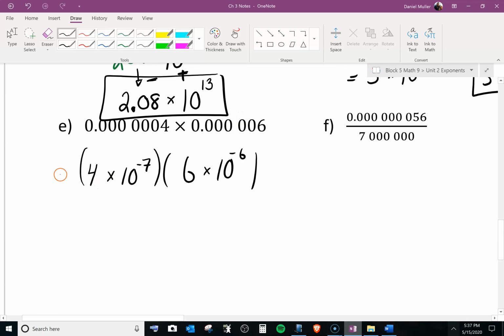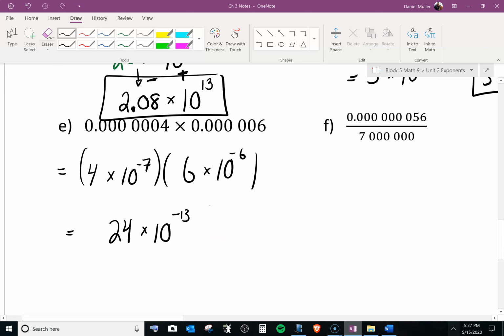Now I can go use my exponent laws. Well, first 4 times 6 is 24. Times 10, negative 7, and negative 6. Now we can add these. Negative 7 plus a negative 6. Adding 2 negatives, you're just adding them. The answer will be negative. So negative 7 and negative 6 will become a negative 13.